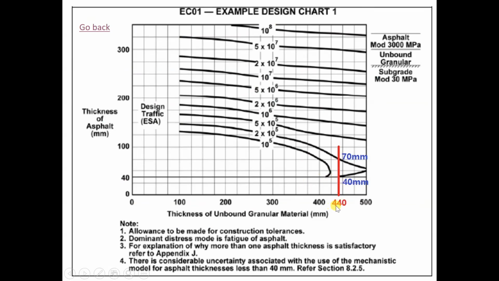So that means you have a granular material 440 thick, and then either 40 or 70 mm thickness of asphalt can produce the same fatigue design traffic of 2 times 10 to the power 5 ESA.